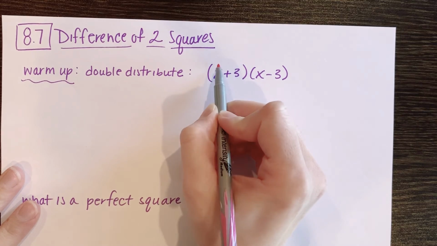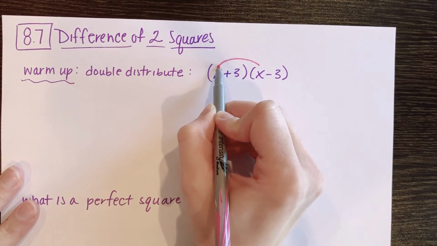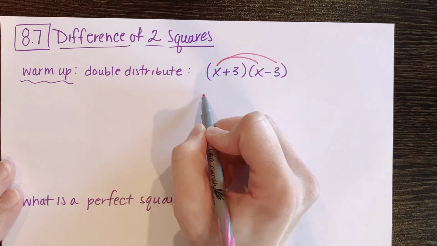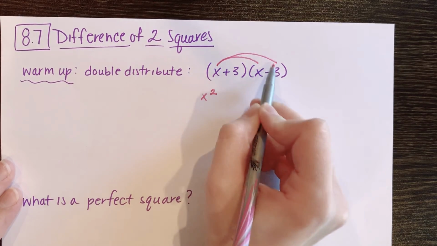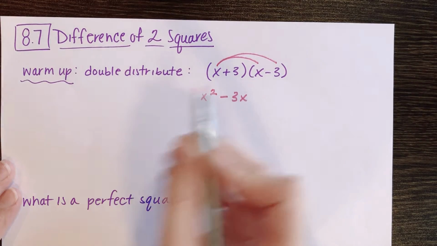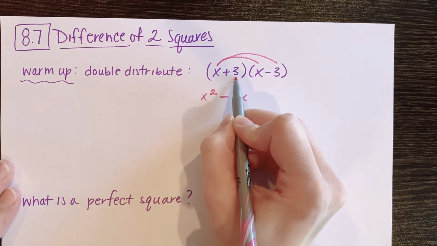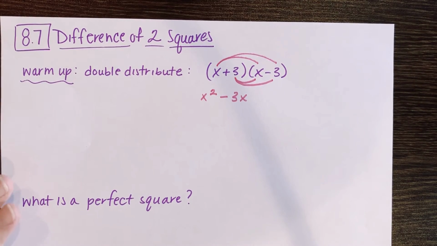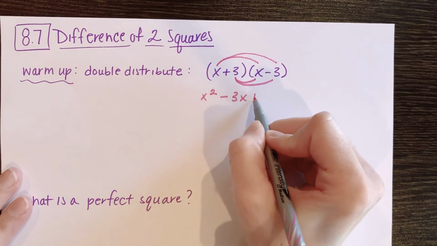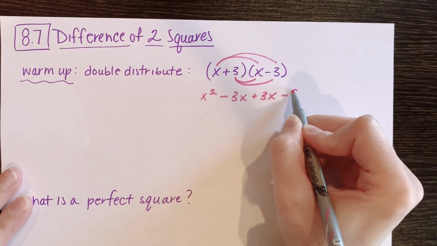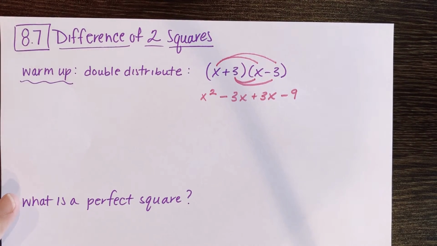So remember, I take my x in my first set of parentheses and I'm going to distribute that to the two terms in my other set. And we're multiplying. So x times x gives me x squared. X times a negative 3 gives me a negative 3x. Now I'm going to take this 3 in my first set of parentheses, distribute it to both items in my second set. 3 times x is a positive 3x, and 3 times negative 3 is a negative 9.